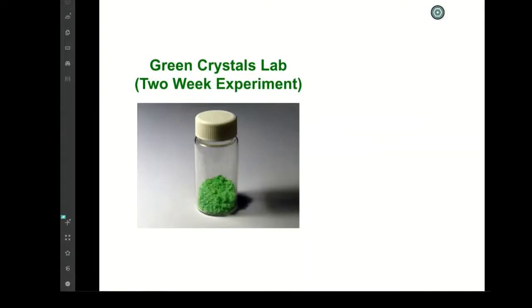Okay, for the next couple weeks in CH187, you're going to be working on the green crystal lab. Basically, you either prepared green crystals or some will be given to you. We're going to try to figure out what the composition is and how much of each of the components are in this. So we're going to try to determine the empirical formula, okay?